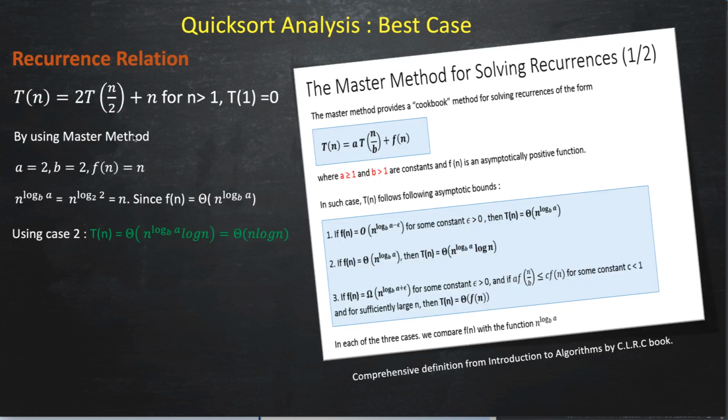Now we can solve this recurrence relation using the master method. If you are interested, you can look online for more about the master method. I'm not going to cover the details, but if you use the master method, then you can very easily solve this recurrence relation, and your answer for the best case efficiency of Quicksort will come to big theta of n log n.